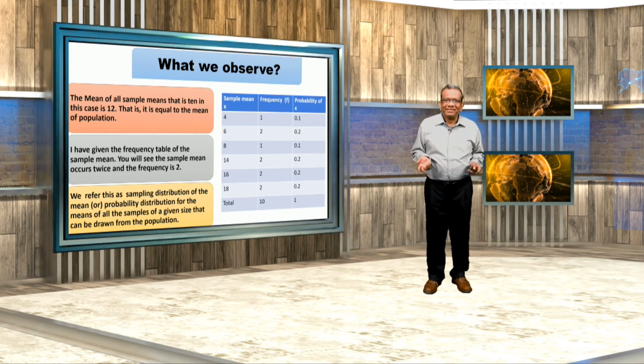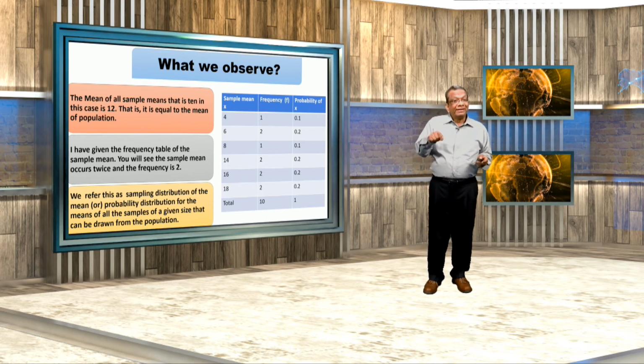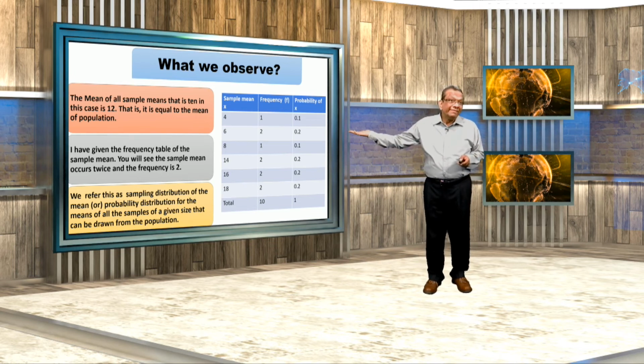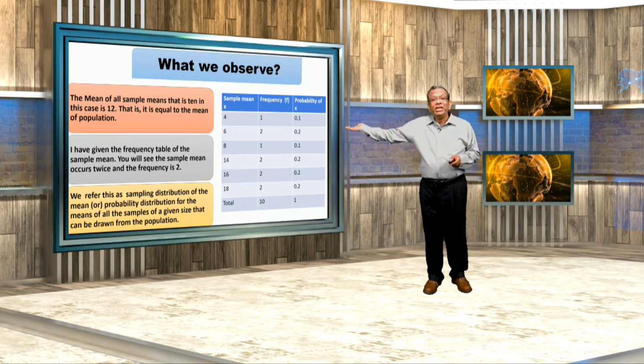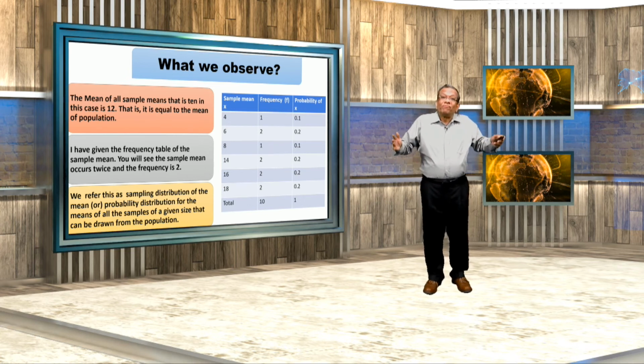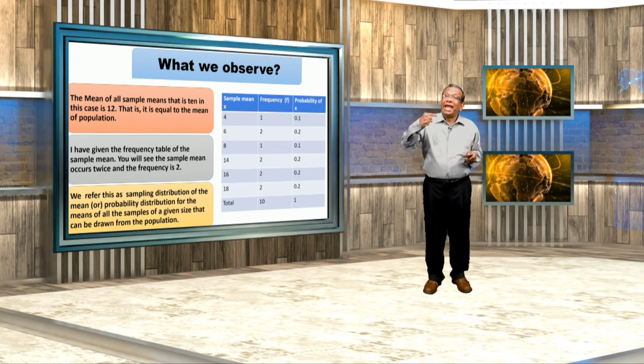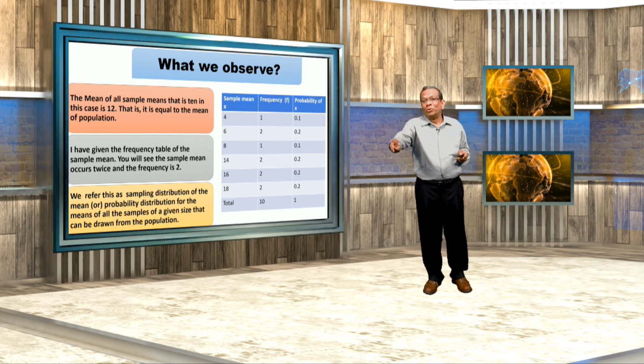As an exercise, you can take 4 samples and then see whether you will get the same results. Or as an example, you can take 2 samples at a time and find whether the mean of all sample means will be equal to the population mean. You will find the population mean will be equal to the mean of all sample means. That is the reason why the sample mean is a good estimator of the population mean.